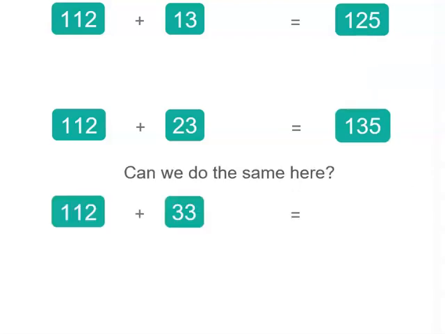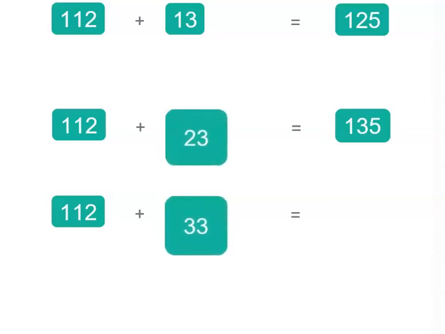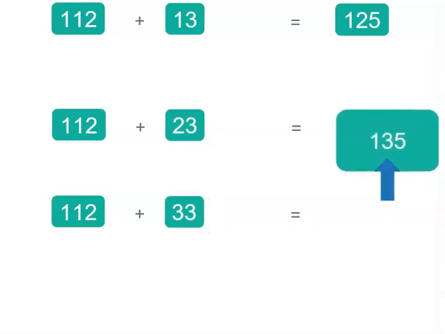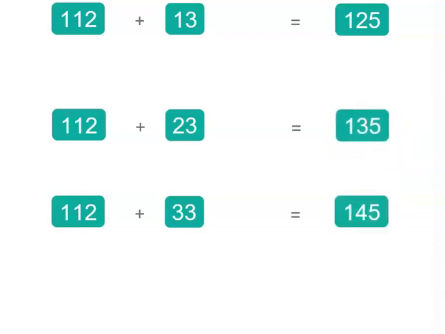Can we do the same here? Well, I think we can. We've got 112 still, so that part's the same. This time we've gone from 2 tens and 3 units to 3 tens and 3 units. So we've got an extra 10. So that means if there's 1 more in the tens column, we can add 1 more in the tens place of the answer to get 145. Because there's 3 in the tens place there, but we're adding on an extra 10 this time, so we get 145.